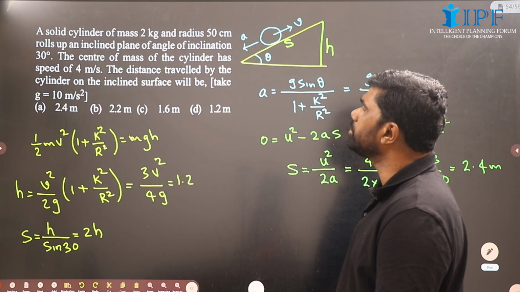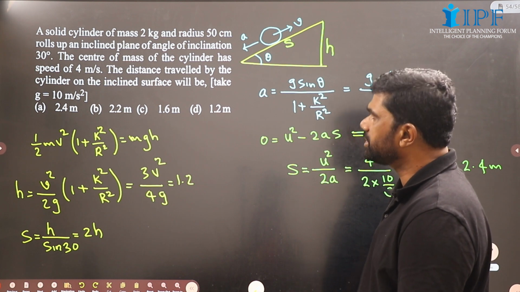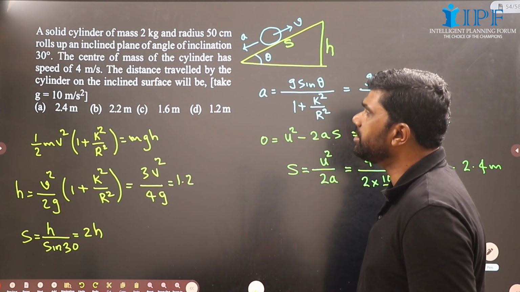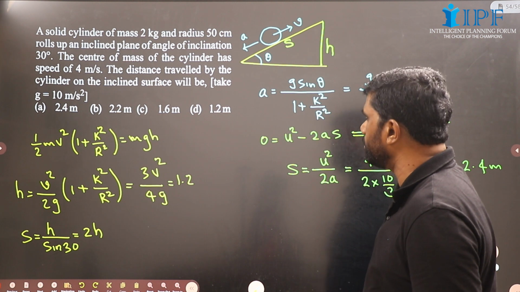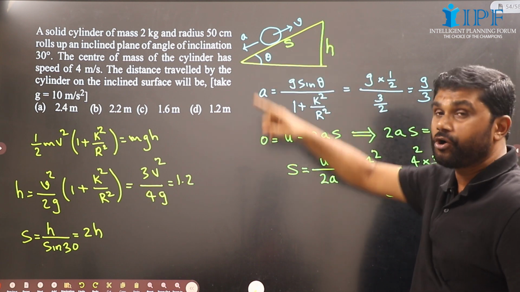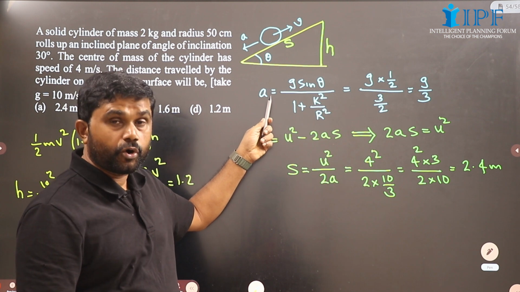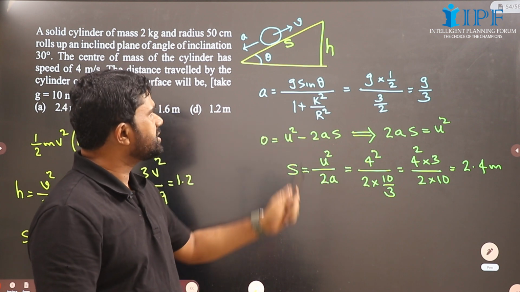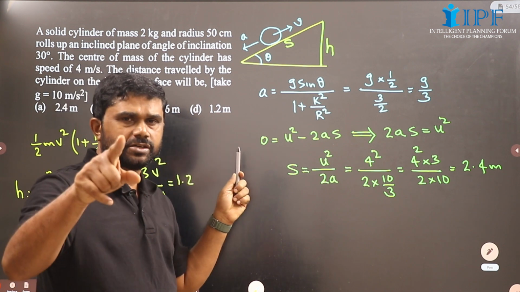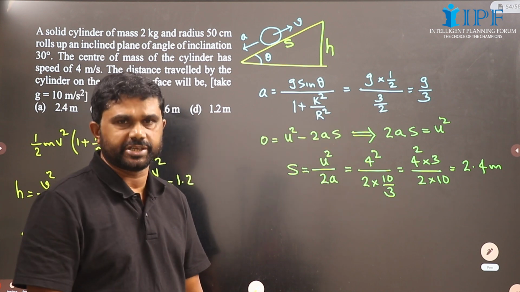A solid cylinder of mass 2 kilogram and radius 50 centimeter rolls up an inclined plane of angle of inclination 30 degree. The center of mass of the cylinder has a speed of 4 meter per second. The distance travelled by the cylinder on the inclined surface will be. Now see, we have to find the distance along the inclined surface. And this is the deceleration when a body rolls up an inclined plane. Theta here is 30 degree, and the body here is a solid cylinder. So k square by r square will be 1 by 2, so 1 plus 1 by 2 is 3 by 2. So the retardation will be g by 3.